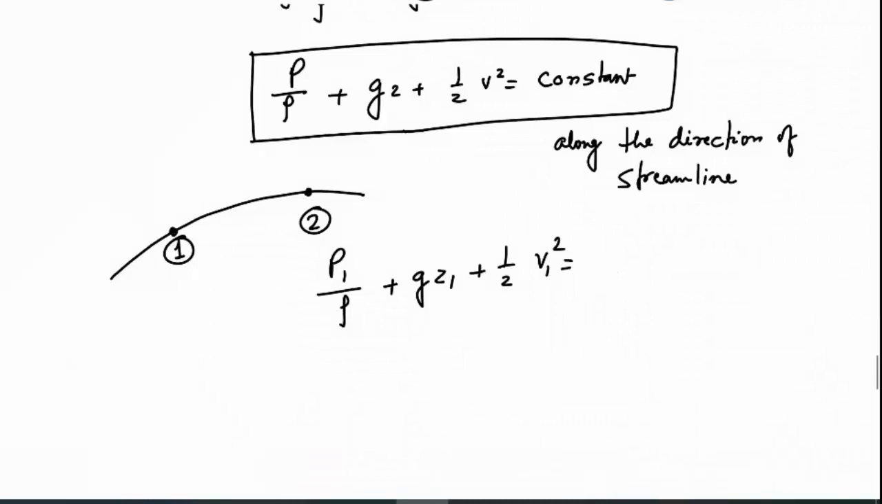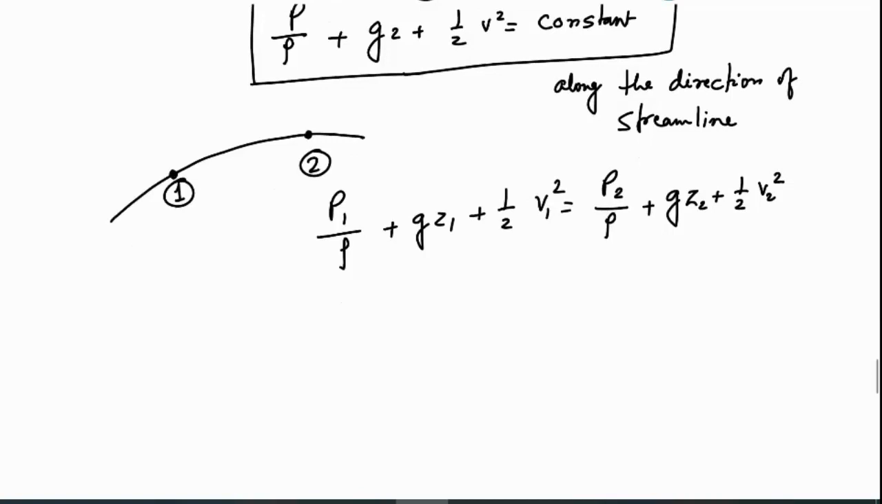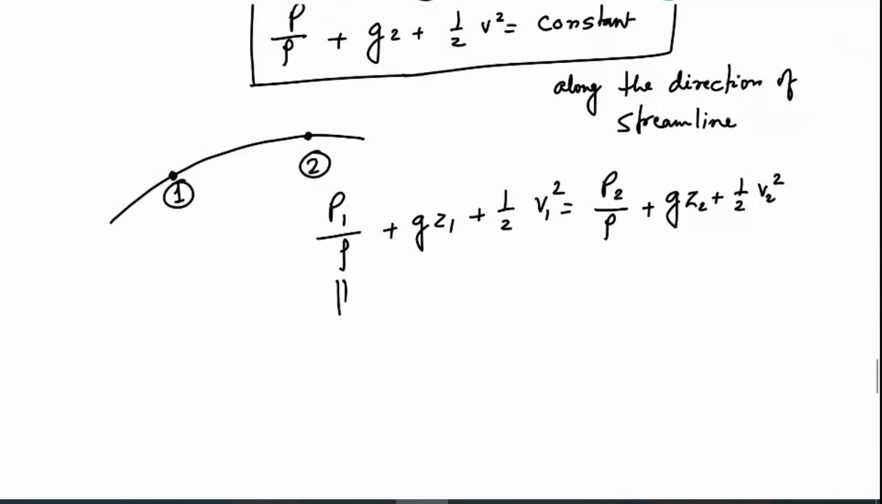V1 square is equal to P2 by rho plus gZ2 plus half V2 square. So this is the expression you will have if you want to apply. Basically, this is nothing but energy conservation. You may have learned this in elementary physics also.